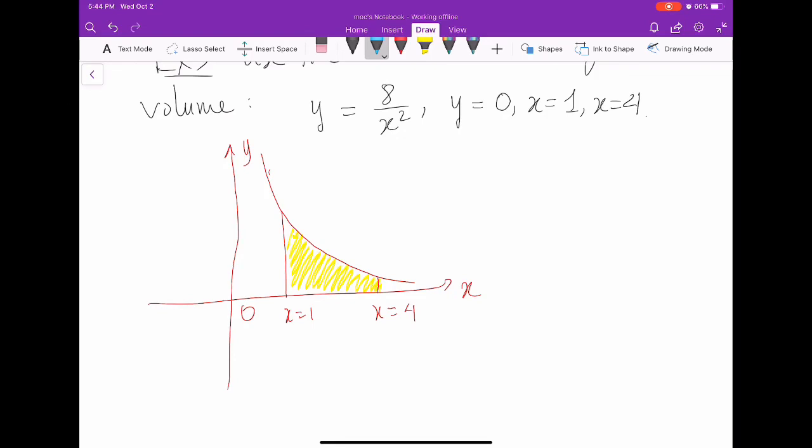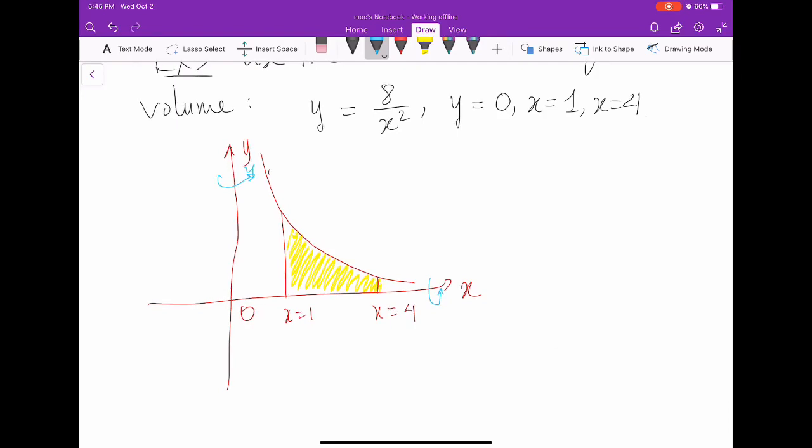I told you previously, right? We revolve this about the x-axis, but we can still revolve this about the y-axis. If we revolve this region about the x-axis, we use this method, so we know how to do that from the second problem. Now let's consider that we revolve this region about the y-axis, so we'll be able to use the shell method to find the volume.